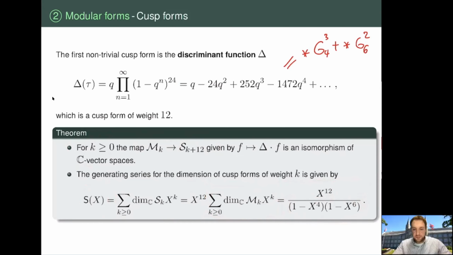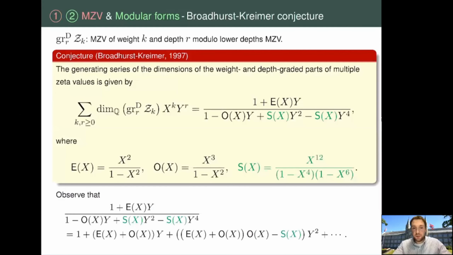Because what I want to do now, I want to go back to multiple zeta values and state this conjecture due to Broadhurst and Kreimer, which involves exactly this function here. And the statement, if you maybe see it the first time, looks a little bit confusing, but let's do it slowly and explain every part here. So we had this dimension conjecture due to Zagier, which gives a conjecture for the generating series of the dimension of multiple zeta values of weight k. But now, instead of just considering the weight, we also want to consider the depth.